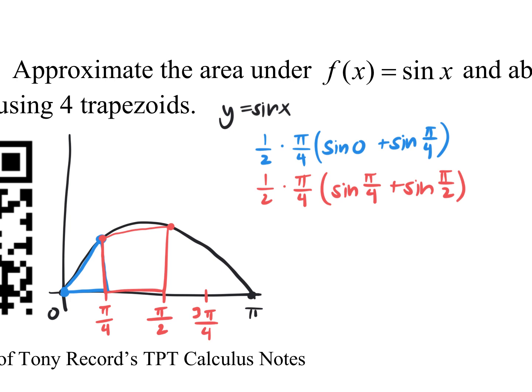Next trapezoid is at pi over 2, 3 pi over 4. I can connect those two, make my little rectangle here. Not a rectangle, it's a trapezoid. I keep saying that. Those are trapezoids. And if I wrote my formula here, 1/2 times pi over 4, and then times sine of pi over 2, plus sine of 3 pi over 4. I really can't talk today, apparently.